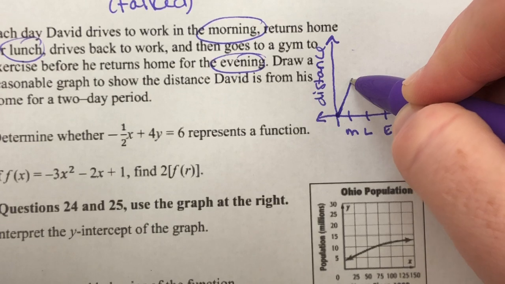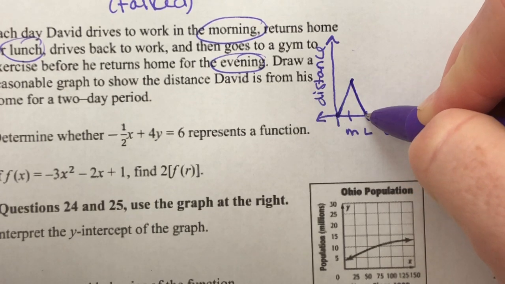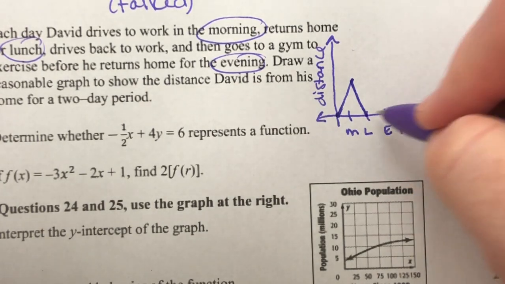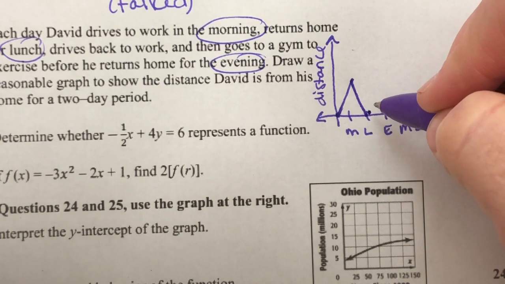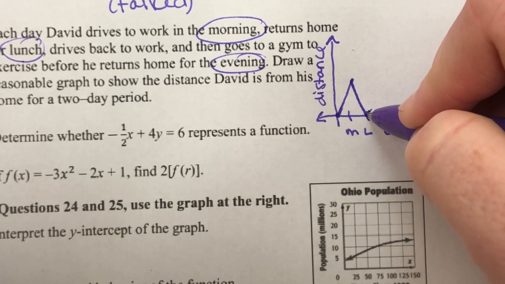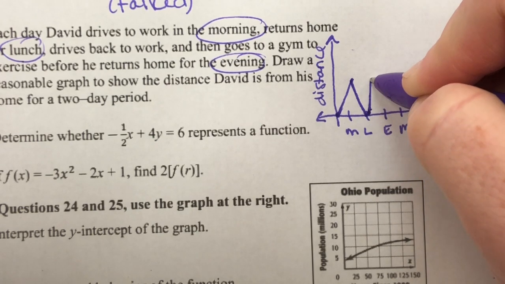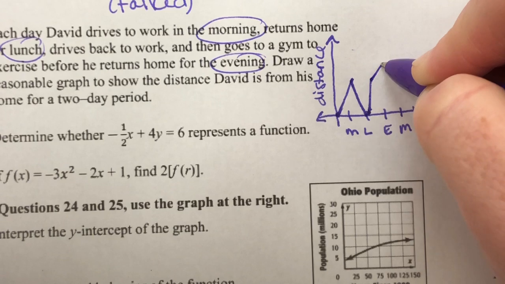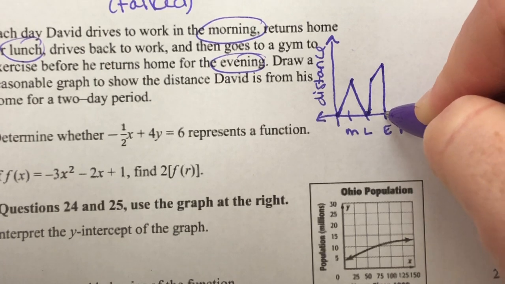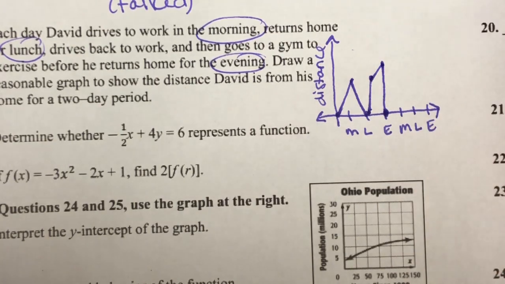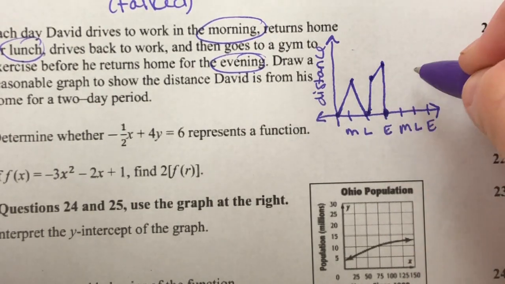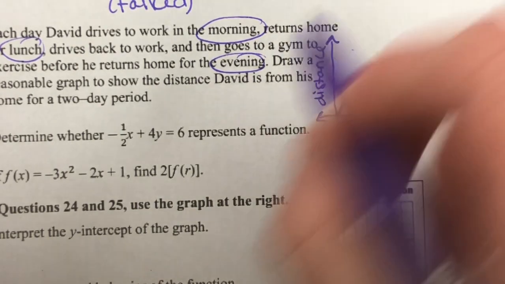He returns home for lunch. So there's 0 distance between him and home for lunch because he's there. And then he drives back to work, and then goes to the gym to exercise before he returns home for the evening. So we'll say he goes back to work, and then maybe somewhere else, and then he returns home in the evening. Here's work, and then somewhere, the gym or whatever. It could go down, too. Maybe the gym is closer to his house. It doesn't say.